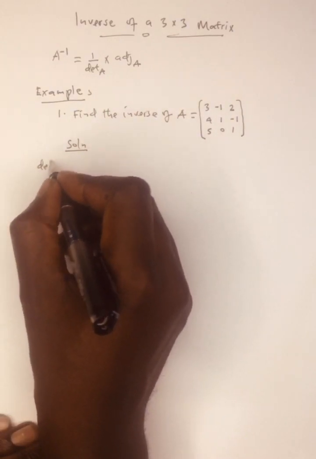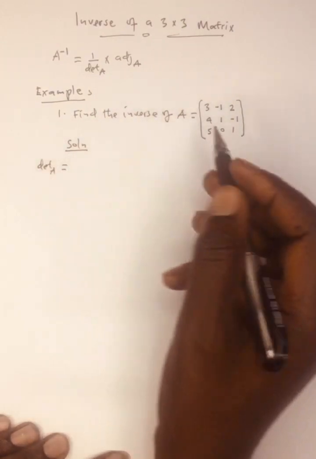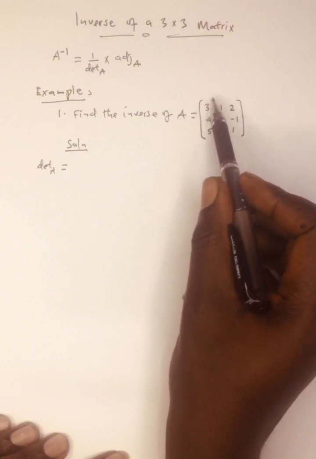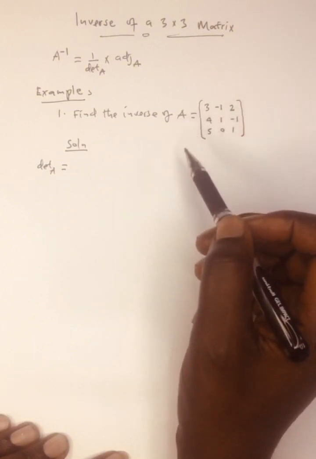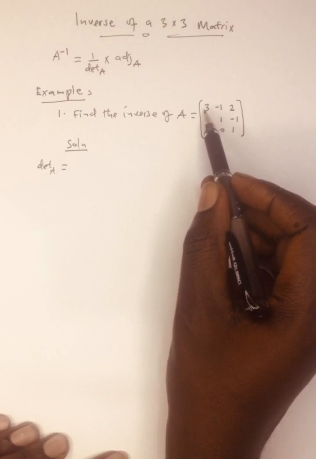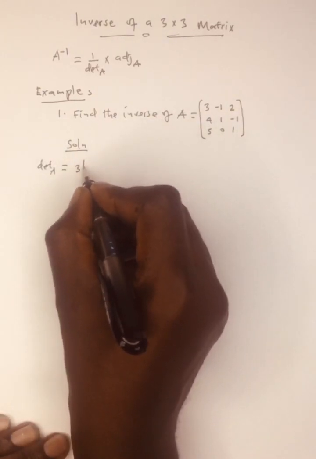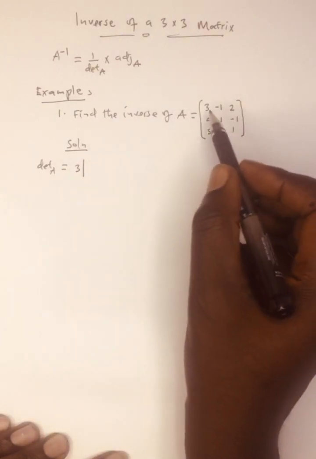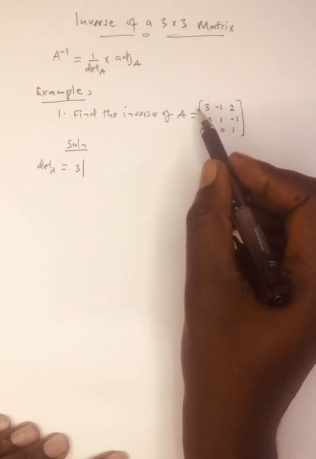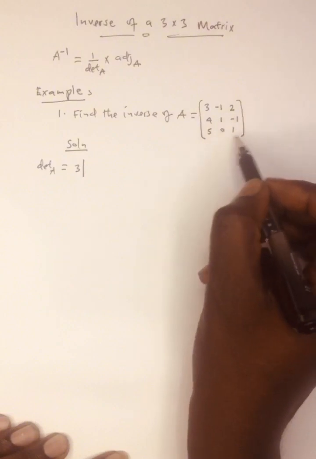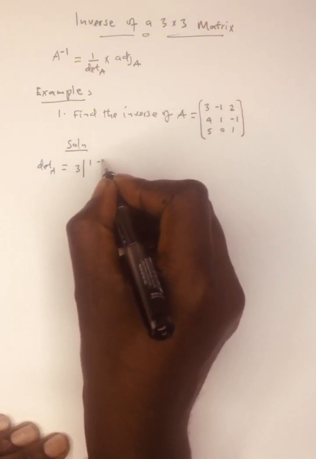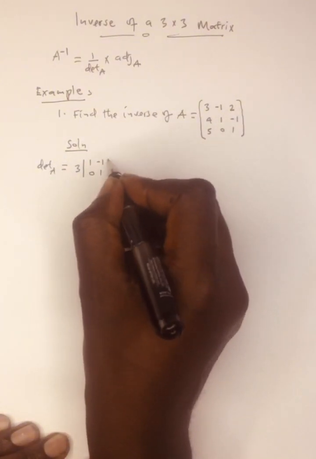So the determinant of A is going to be obtained by observing the first row. We're going to look at the elements one by one. We're going to take the first element, that is 3, and multiply that by the determinant of the small matrix that is left when you cover its row and its column. That is this small matrix, that is 1, negative 1, 0, 1.